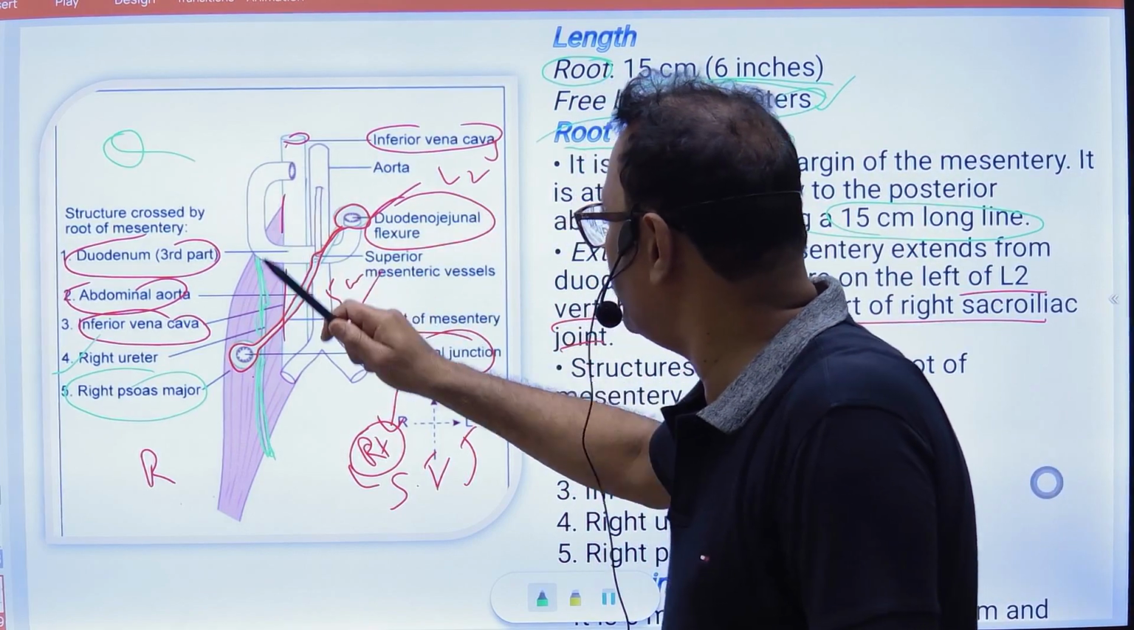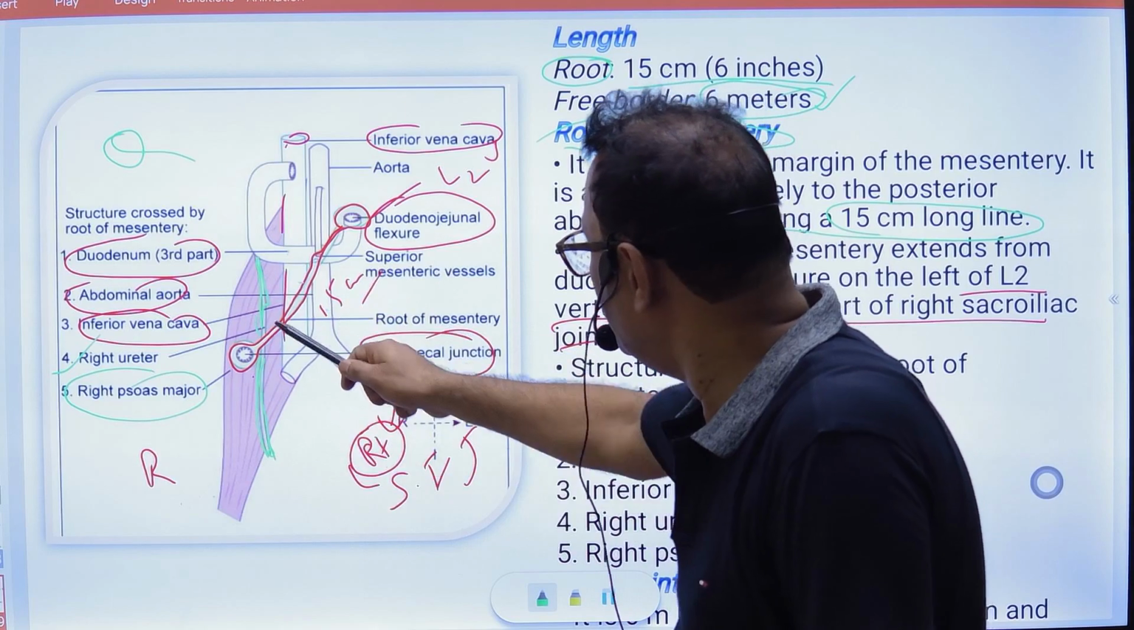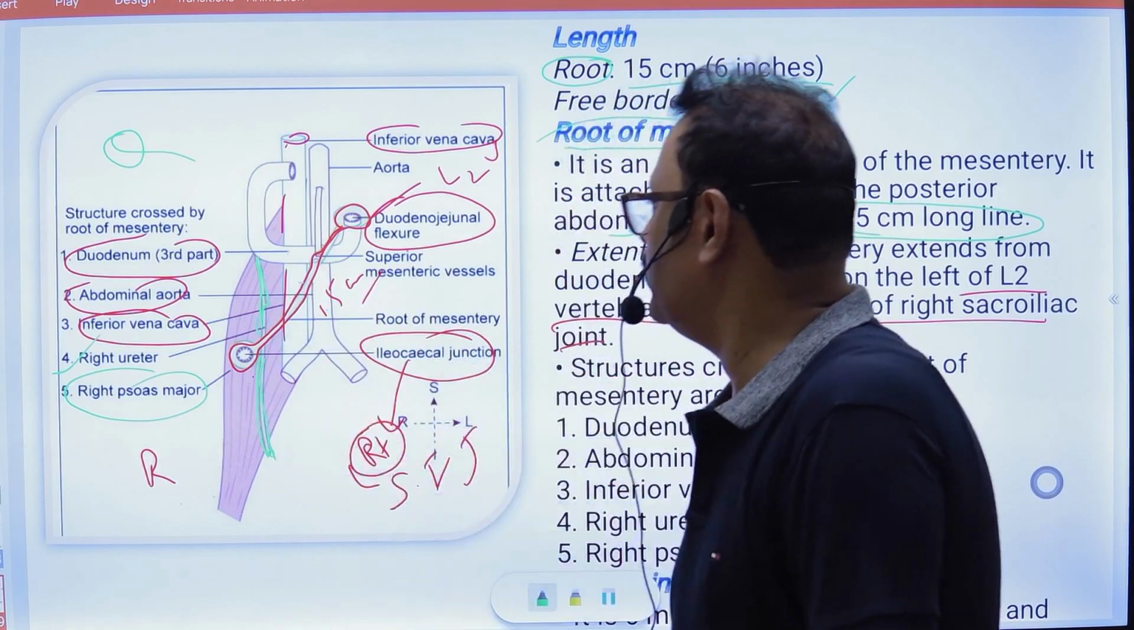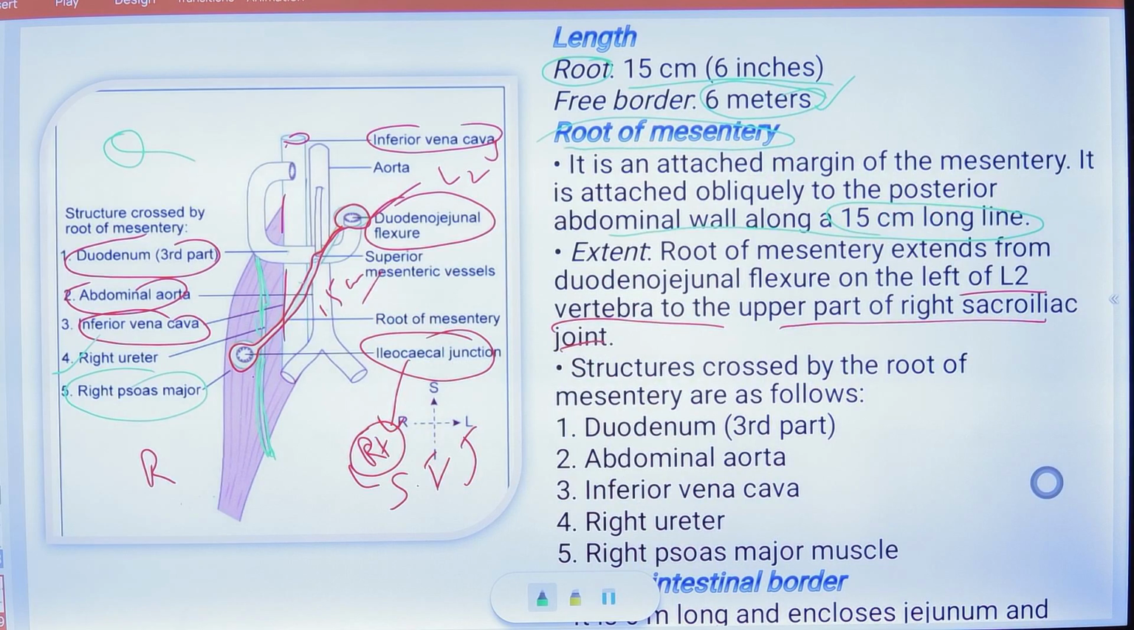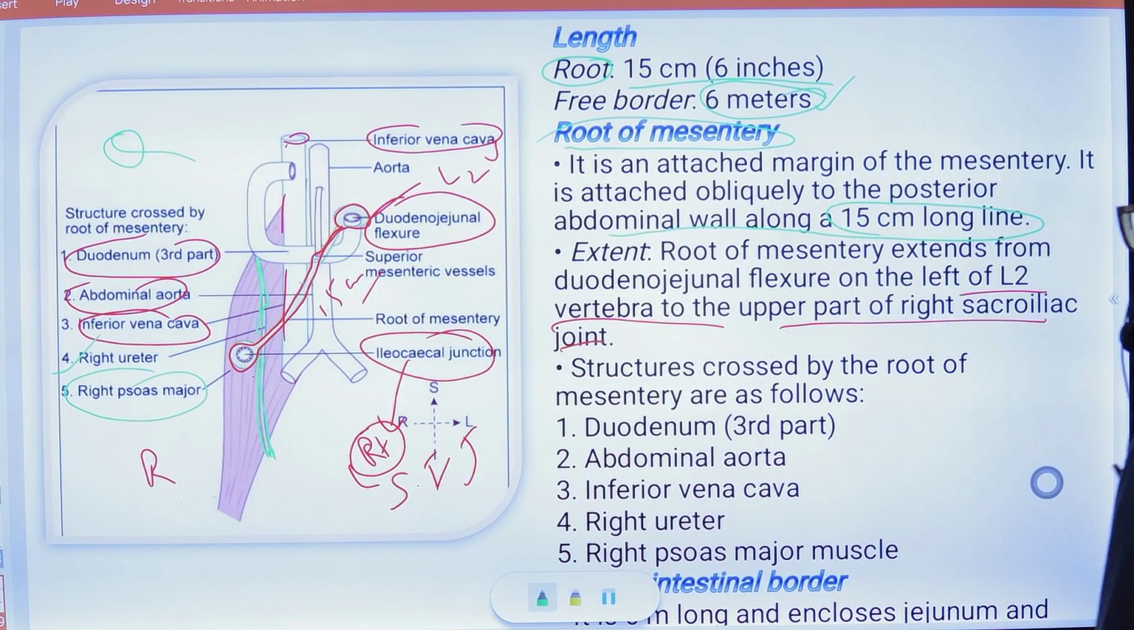You can see the duodenum over here. Then we have got the aorta over here. Then we have got the inferior vena cava over here. Then we have got the ureter over here. We have got the psoas muscle over here. So these are the 5 structures which are being crossed by the root of the mesentery.